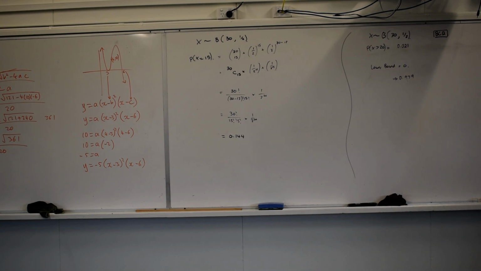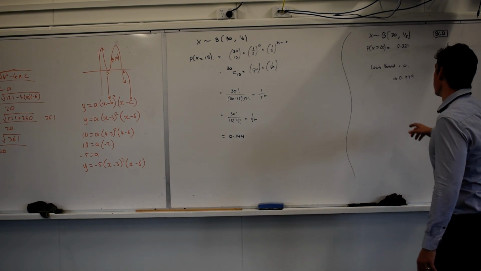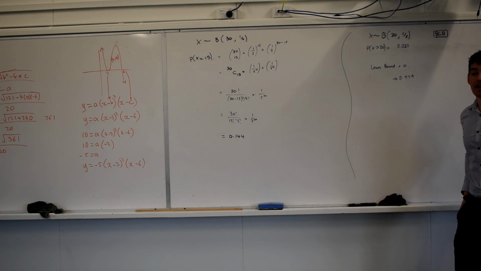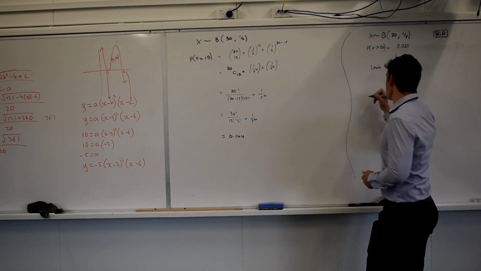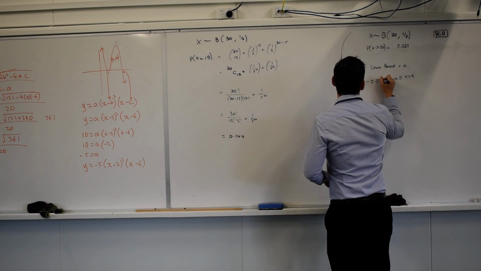No, you have to change your upper bound. Some people have to change their upper bound. Your lower bound is 0. Change your upper bound such that you get this value here. Now, how did I achieve that value? Well, that value is 1 minus 0.021.